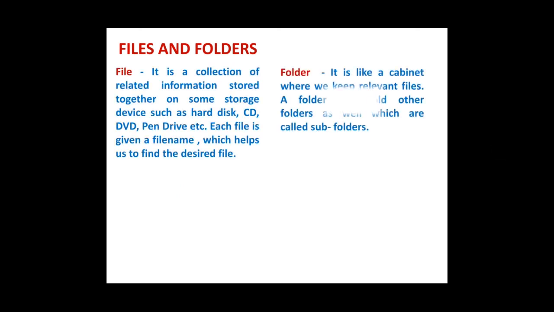Then comes file and folder. What is the difference between a file and a folder? A file is a collection of related information stored together on some device like a hard disk, CD, DVD, etc. Each file is given a file name which helps us to find the desired file. So a file can be a Word document, it can be an Excel file, it can be a Paint file also, right? And we give them a name and we save it.